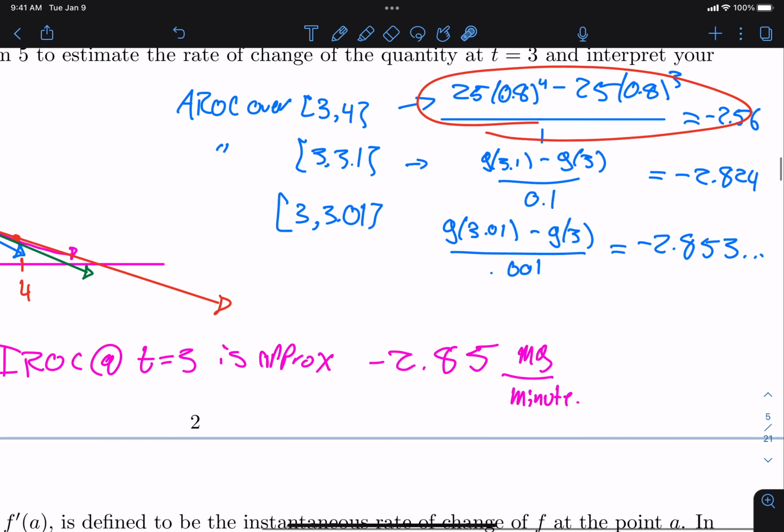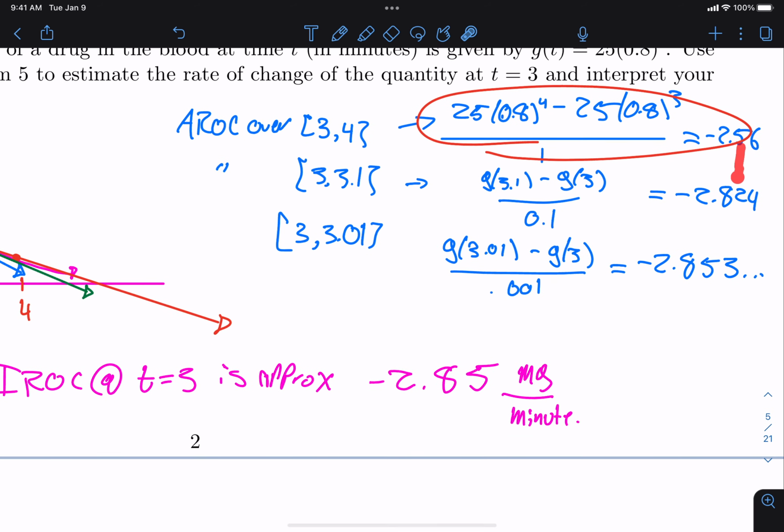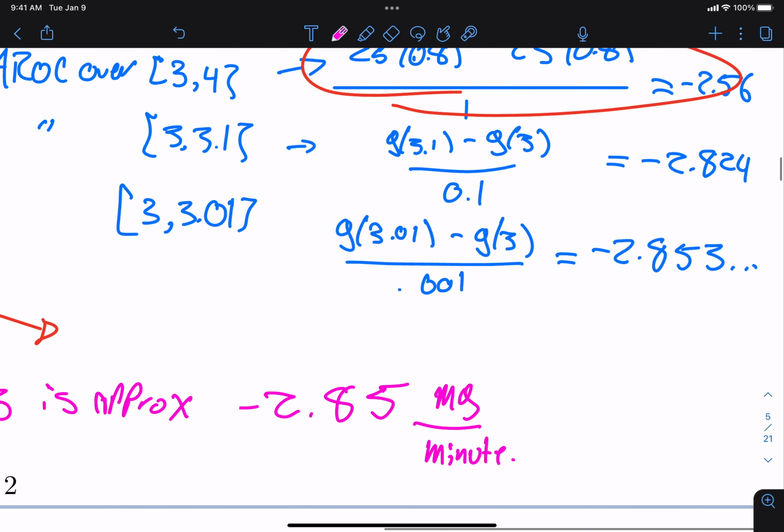So what I really want to see between each of these is that the difference between this and this is not that big. And then when we take the process even further, the difference between these two numbers is even smaller. So what I want to see is that this difference, as I make my accuracy higher, these numbers are changing less and less. If I took this even more, I'd start seeing things like negative 2.85, and you start to see some of them get kind of locked in.